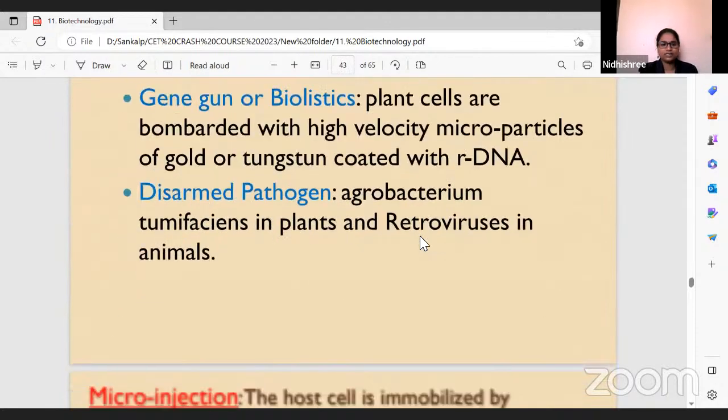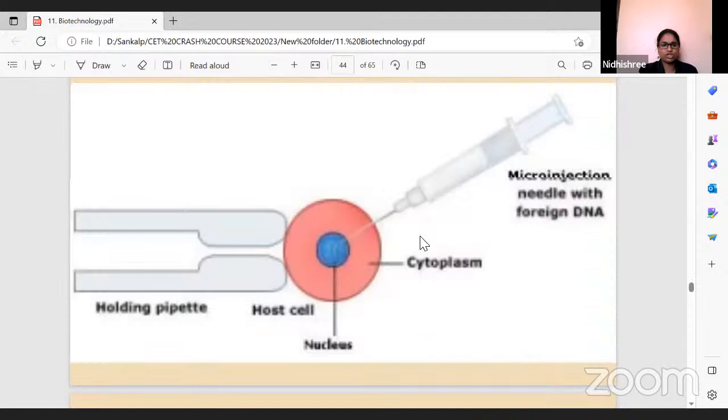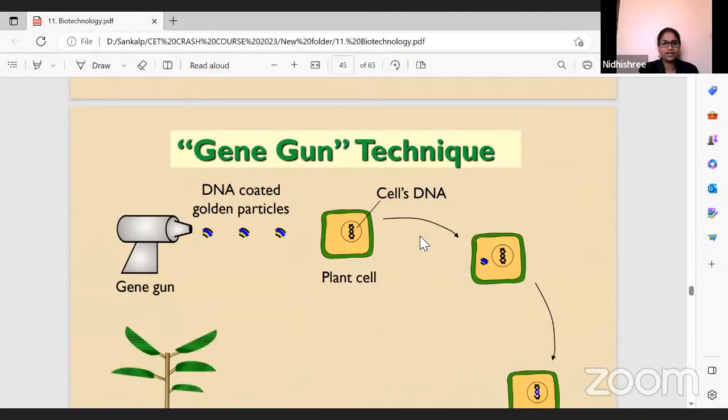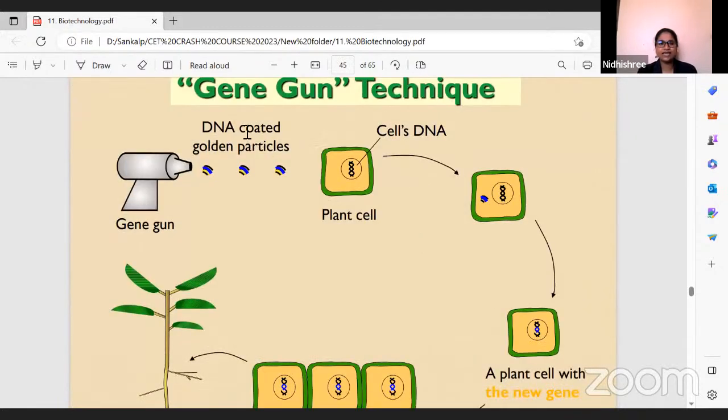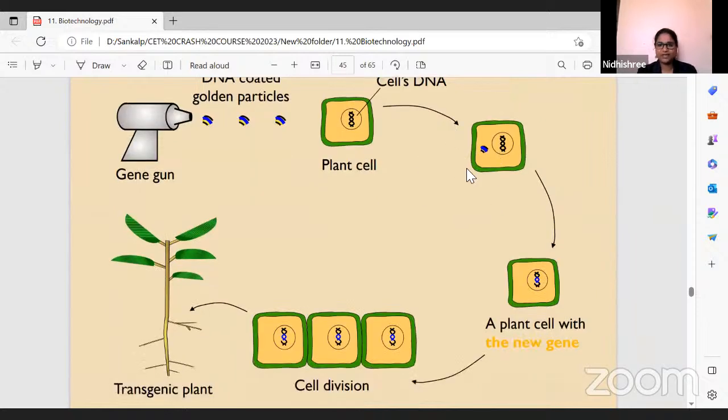Gene gun, disarmed pathogen, microinjection. Yeah, this is the gene gun technique. DNA coated with gold particles will be shot into the plant cell. Now foreign DNA has entered. Now the plant cell with the new gene will replicate and cell division occurs. Then we will get a transgenic plant or genetically modified plant.